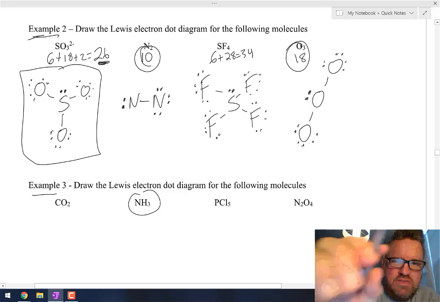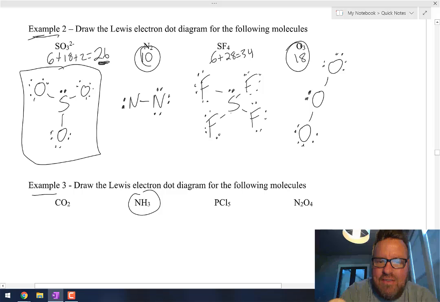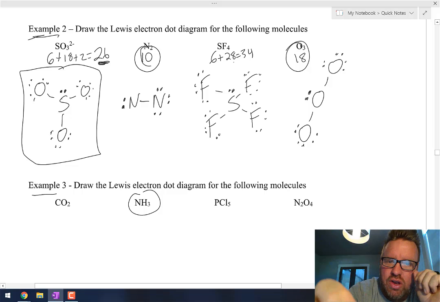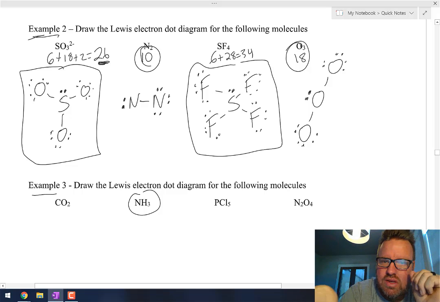That one is finished. Okay, on SF4, the sulfur has, count the bonds, each bond counts as 2, plus the 2 dots on the sulfur. That sulfur right here actually has 10 electrons on it. Okay, so if it has 8 or more, then you're good. Okay, so that one is done. Okay, we'll come back to nitrogen here in just a second.